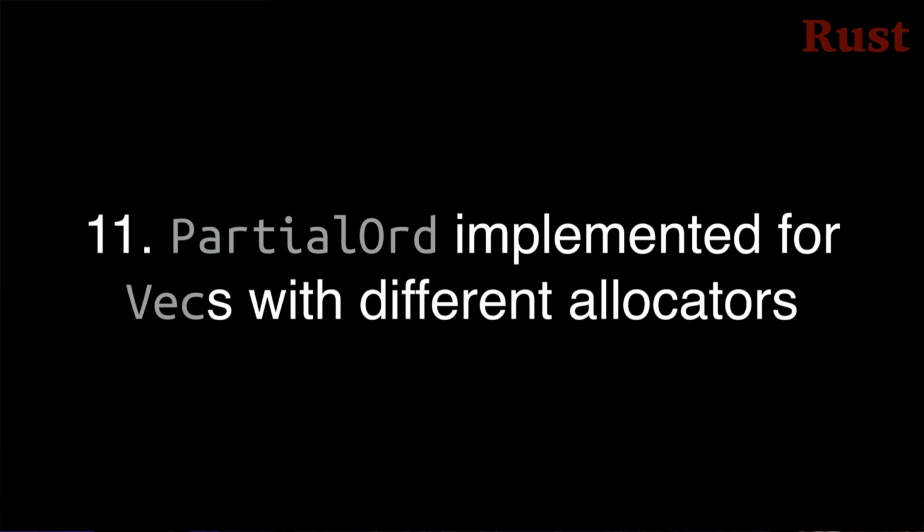Number 11. PartialOrd, the trait used to compare whether an item is bigger or smaller than another, has been implemented for Vecs that use different allocators. That's cool.